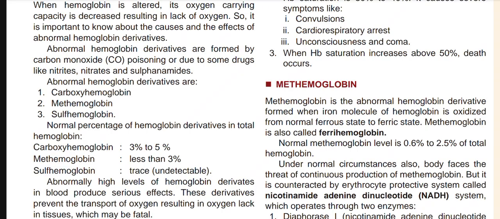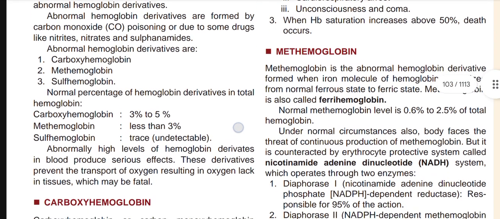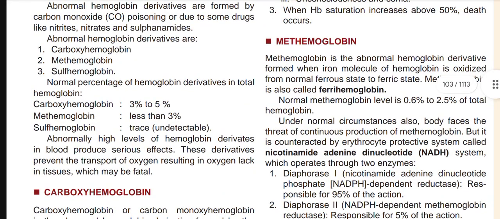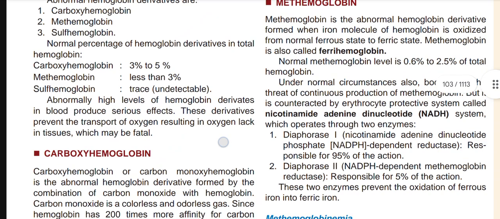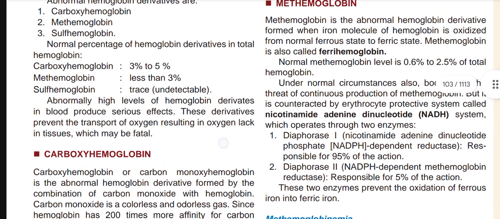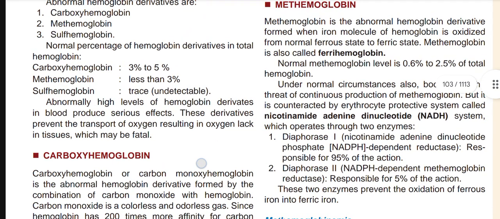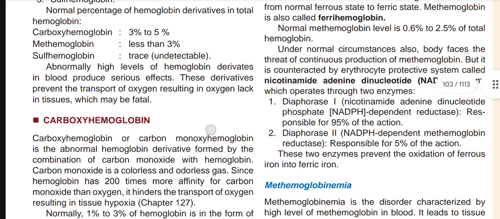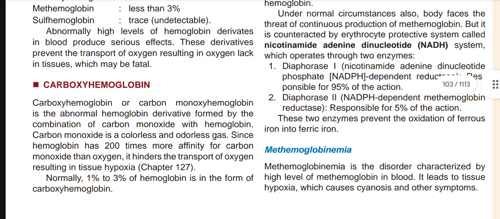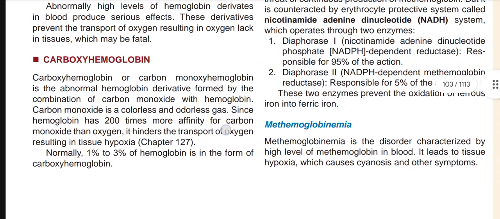Now, the normal percentage of the hemoglobin derivatives in total hemoglobin. Carboxyhemoglobin is 3 to 5%, methemoglobin is less than 3%, and sulfahemoglobin is a trace or undetectable amount. Abnormally high levels of hemoglobin derivatives in blood produce serious effects. These derivatives interfere with transport of oxygen, resulting in oxygen lack in tissues, which may be fatal. Let us start with carboxyhemoglobin.